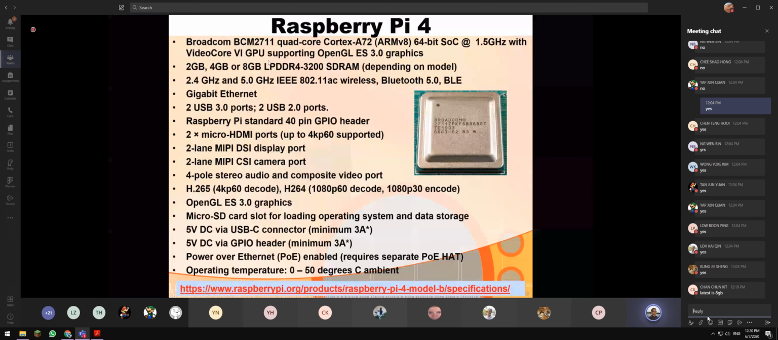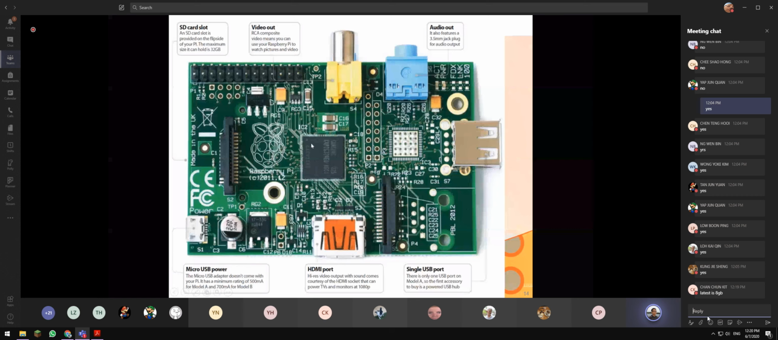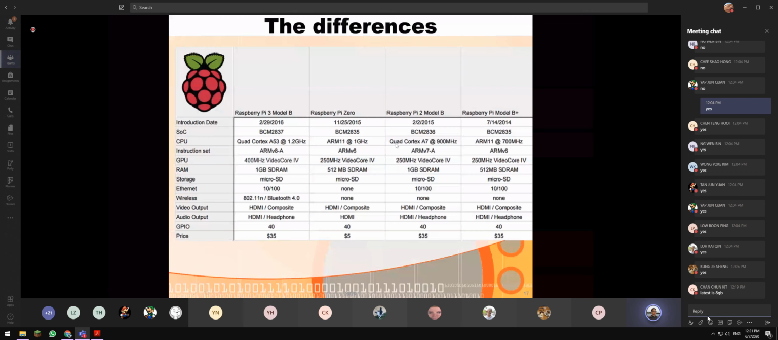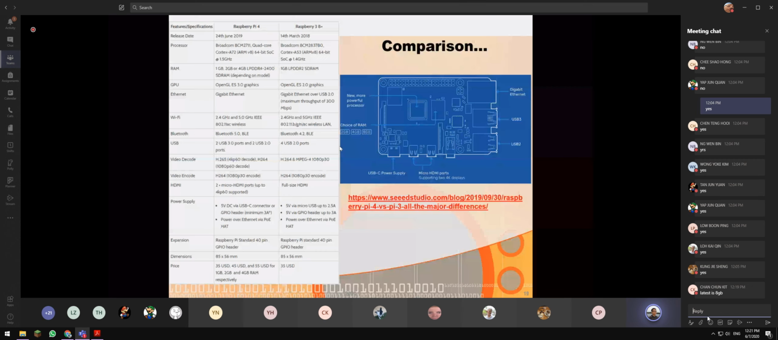Here are some of the features of Raspberry Pi 4. It is very interesting, and this is the older generation of Raspberry Pi: Raspberry Pi 1, 2, 3, 4, and we also have the Raspberry Pi Zero. This is some of the evolution of Raspberry Pi. Basically this is just a mini computer. Just for information, I'm not going through details on this. The price is reasonable, it's not expensive.